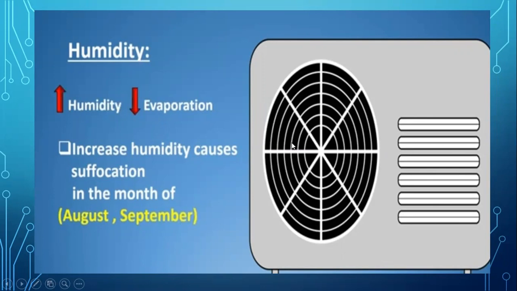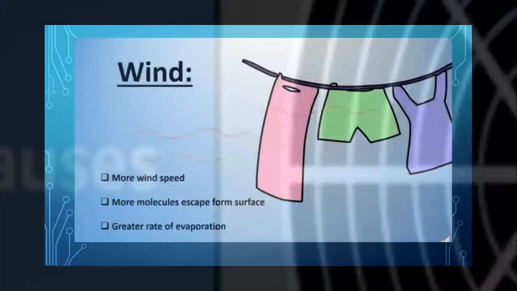We discussed a few minutes before that an air cooler in the months of August and September gives you suffocation, because in these months there is a high amount of water content in our atmosphere, so more molecules cannot be evaporated easily. As the amount of water vapor in the atmosphere increases, it gives you a suffocating effect.